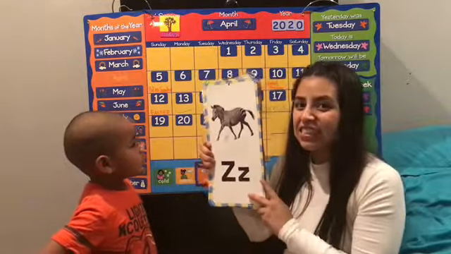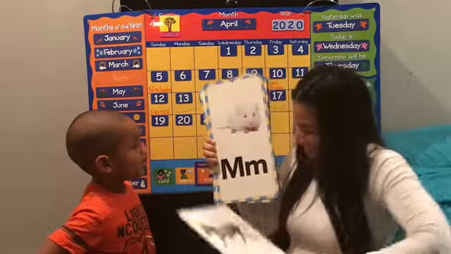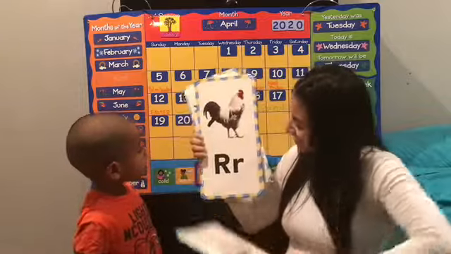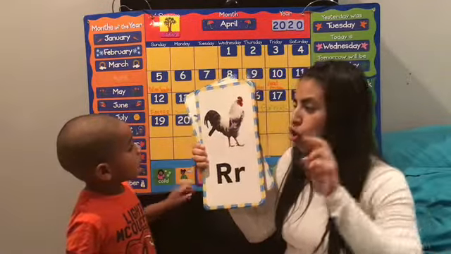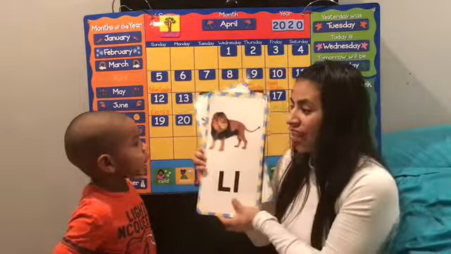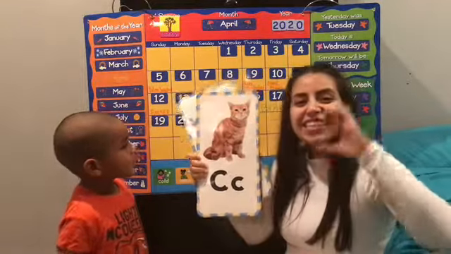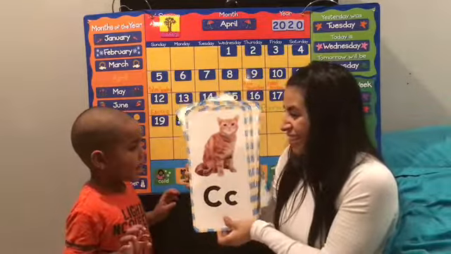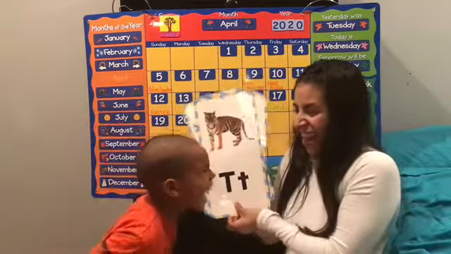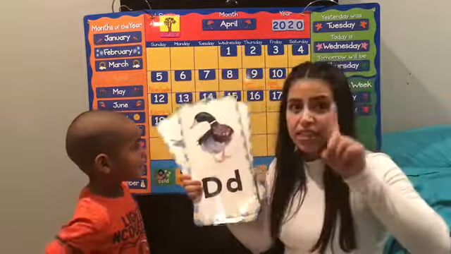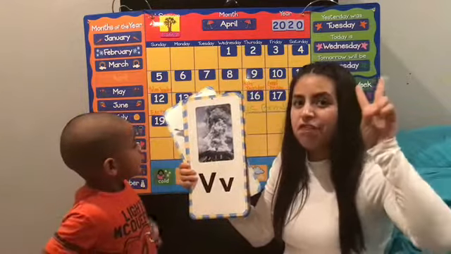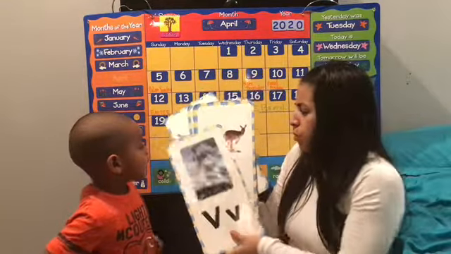Z says, zebra. Good job. M says, mouse. R says, the rooster. Good job. L says, the lion. C says, cat. Meow. T says, tiger. Scary. D says, duck. Quack. V says, volcano. Oh yeah, it's a big volcano.